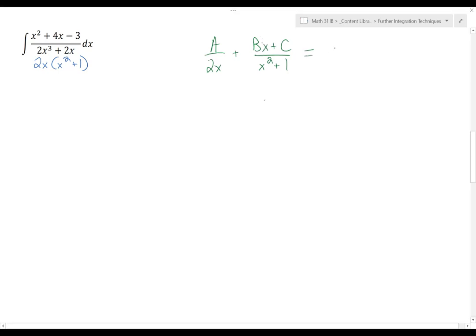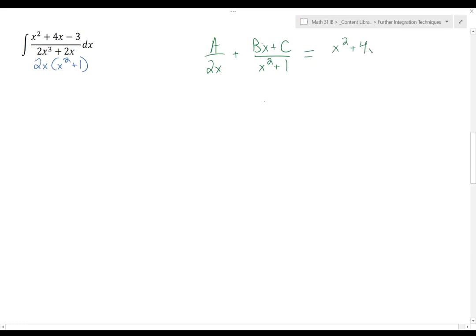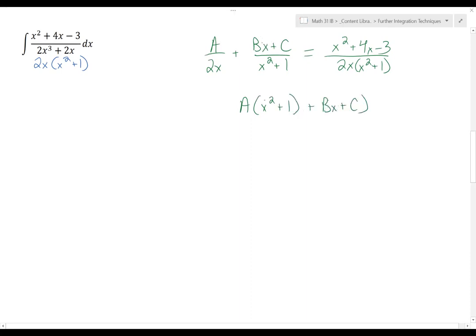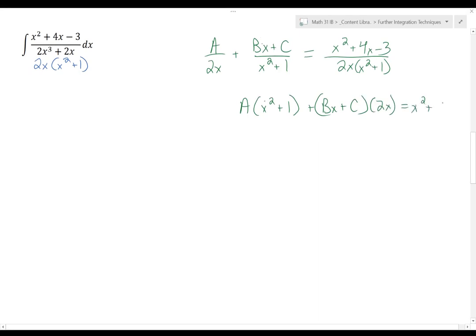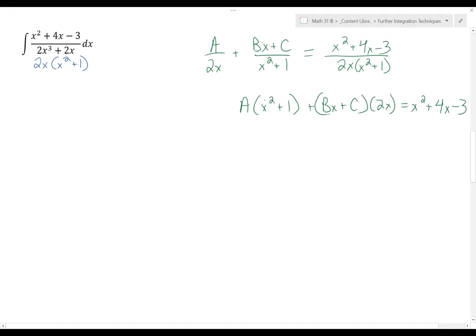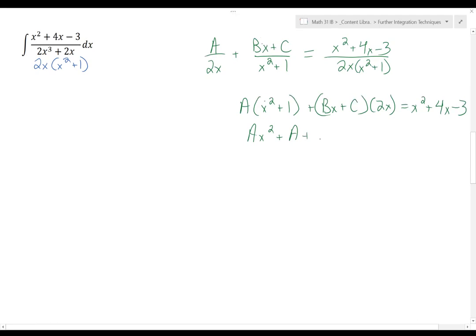But this would have to be equal to x squared plus 4x minus 3 over 2x times x squared plus 1. So that means that a gets multiplied with x squared plus 1, and bx plus c gets multiplied with 2x. And together, those have to equal x squared plus 4x minus 3. So I've got ax squared plus a plus 2bx squared plus 2cx equaling x squared plus 4x minus 3.